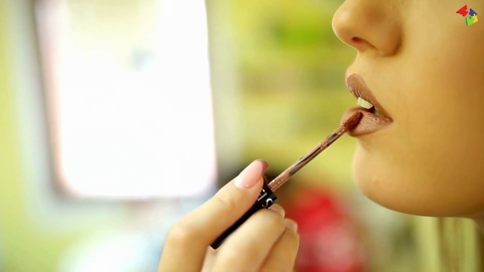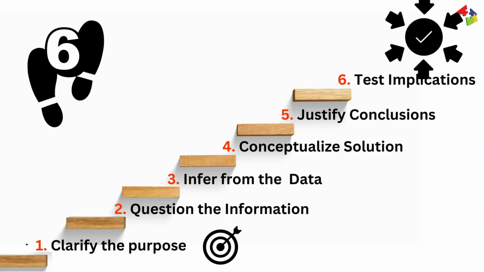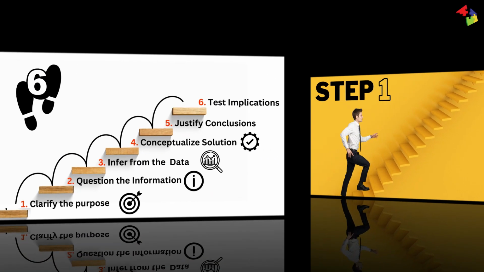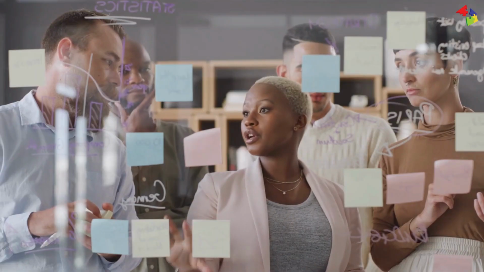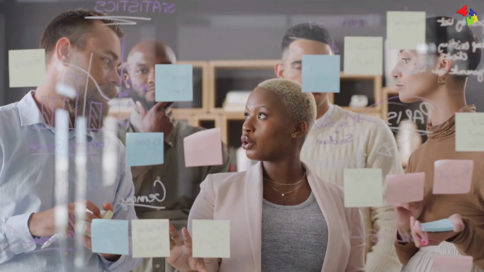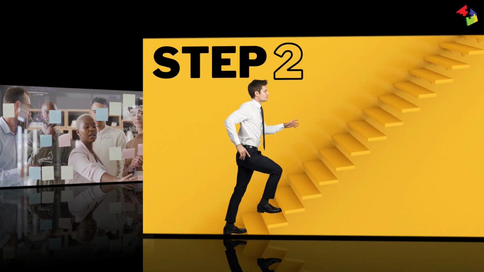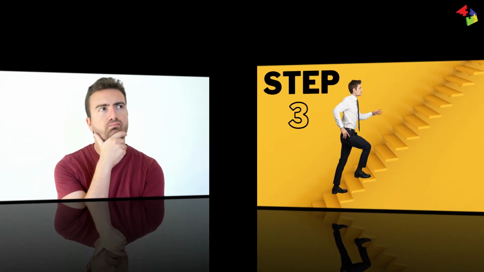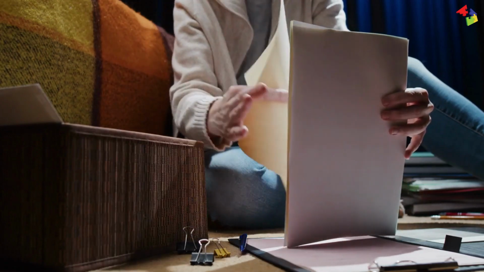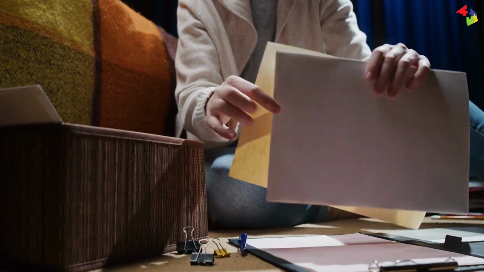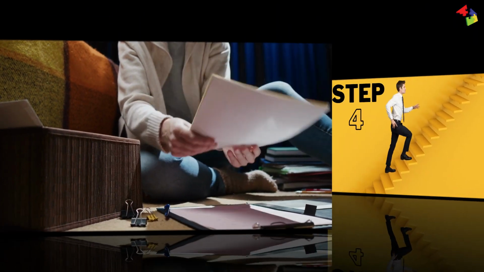To apply Paul's model of critical thinking, we can follow these 6 steps. Step 1. Identify the purpose of our thinking. What are we trying to achieve or accomplish? Step 2. Clarify the question or problem. What are we trying to answer or solve? Step 3. Gather relevant information or evidence. What do we need to know or find out?